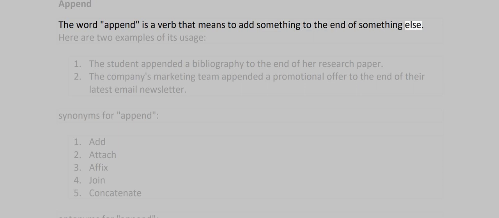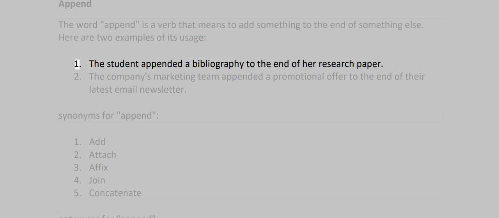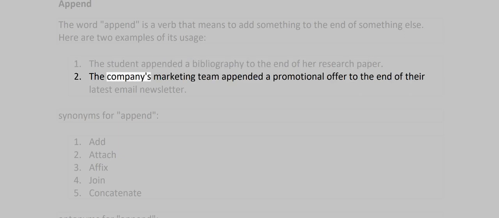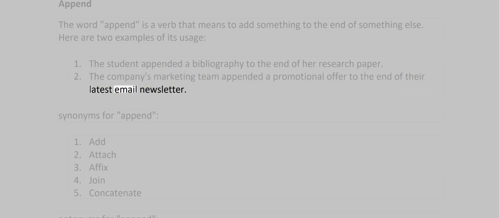Append. The word append is a verb that means to add something to the end of something else. Here are two examples of its usage. 1. The student appended a bibliography to the end of her research paper. 2. The company's marketing team appended a promotional offer to the end of their latest email newsletter.